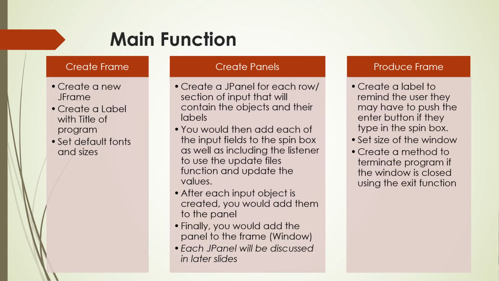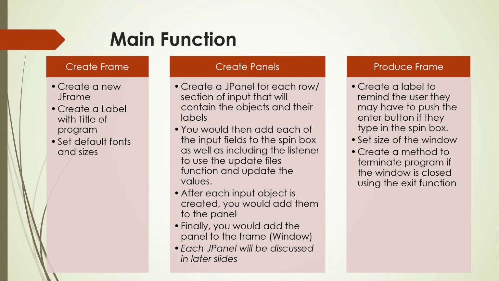Now we get into the main function. A lot of it comes in to the main function, where a lot of the JFrame and Swing work comes in. So the first thing we do is we create the JFrame. In the JFrame, we set the parameters that we want, how big we want the JFrame, what the positioning is. We then create a label with the title of the program, and then you set the default fonts and sizes all in that first few lines of code there, just so you have something to work with.